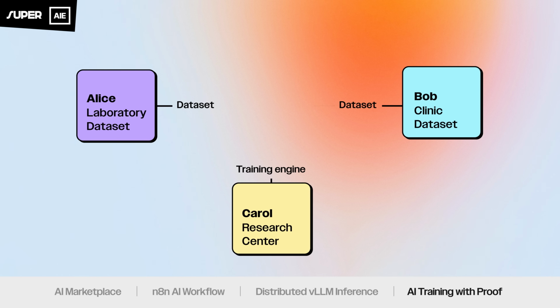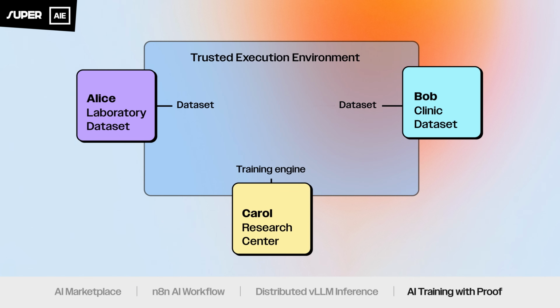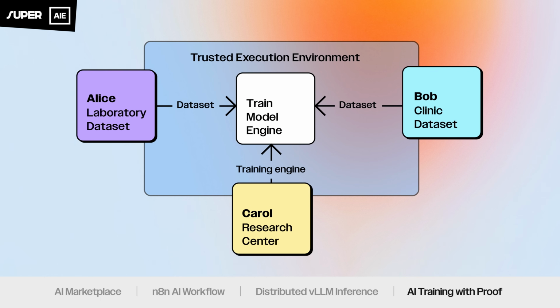All 3 inputs, Alice's data, Bob's data, Carol's training engine, run inside a trusted execution environment, or TEE. No one, not the cloud host, not Super Protocol, not even the participants, can access what's inside. Outside the TEE, each party keeps full custody of its assets. Inside, no one can see raw data, source code, or weights. Training is fully automated by the verified engine, the Super Protocol Certification Center, and smart contracts on OpBNB, BNB Chain's Layer 2.